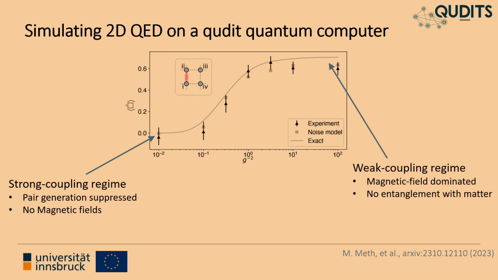On the right side, you have the weak coupling regime, which is magnetic field dominated. So you have a magnetic field, but the magnetic field dominates the whole thing, so there is no entanglement left with the matter. Again, boring.